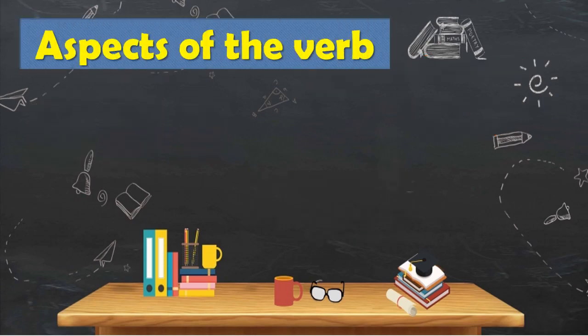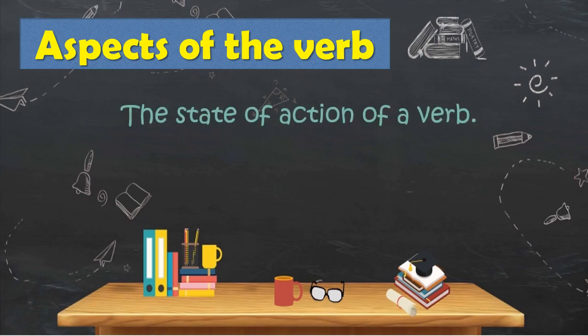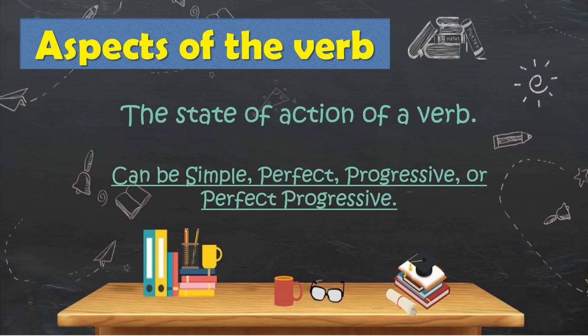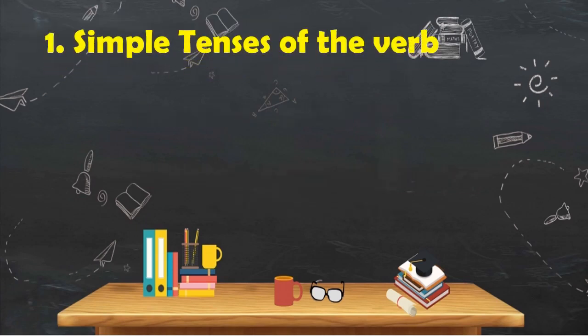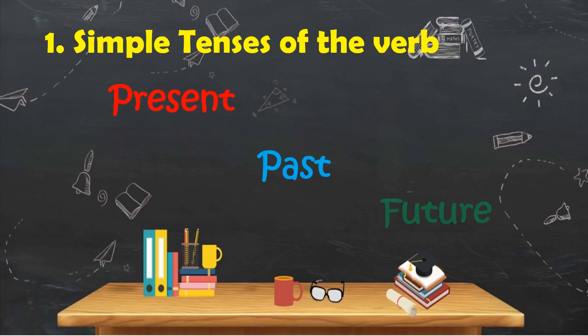Now, what do we mean by the aspects of the verb? Aspects tells the state of action of a verb. It can be simple, perfect, progressive, or perfect progressive. Now, let us study the first aspect, which is the simple tenses of the verb. We have 3 simple tenses, namely present, past, and future tense.